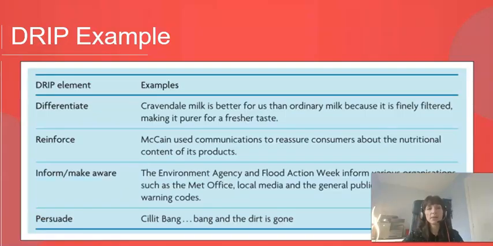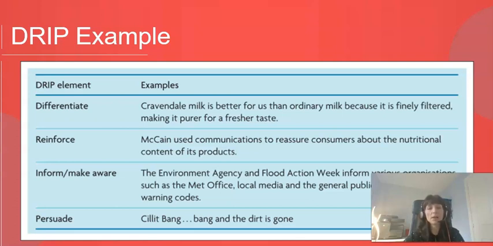So some examples here. Cravendale is a milk in the UK that's actually filtered, and so that's how they're different. And they do advertising campaigns with cows where they want their milk back because it's so amazing because it's Cravendale milk. Reinforcing, McCain do a lot of oven chips, things like that. They reassure their customers about no additives. So actually, it's all about a very sincere brand, so it builds on the branding values as well.